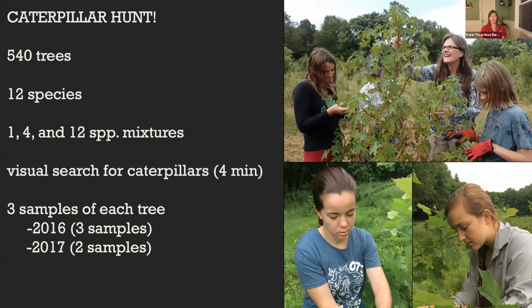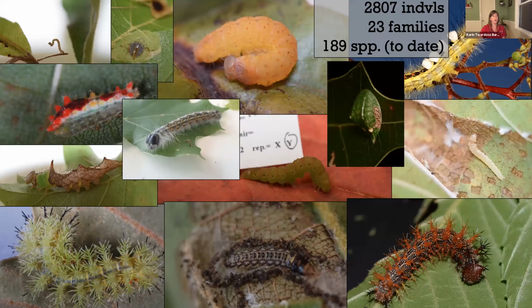So I came in and we started doing caterpillar hunts within this experimental structure. We sampled over multiple years about 540 trees of 12 species. We did this for trees that were either surrounded by all of their own species, or 4 other species, or 12 other species. And so far, we've collected about 3,000 caterpillars of about 189 species and 23 families.